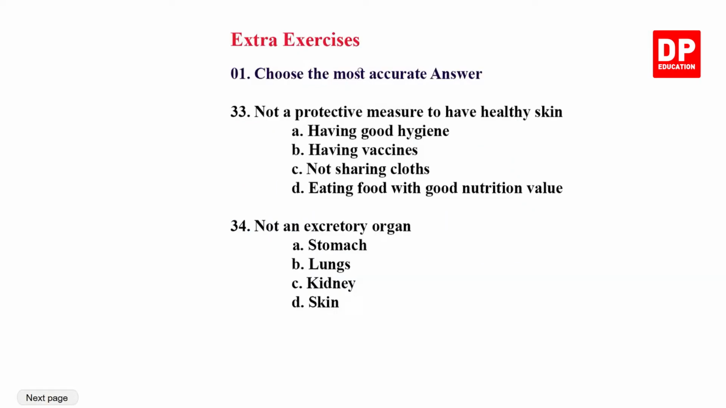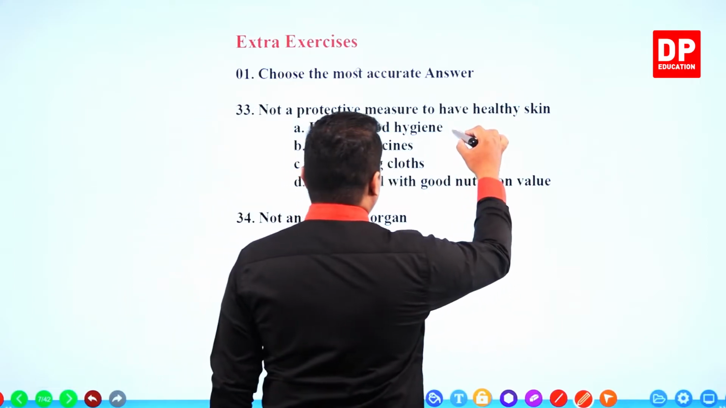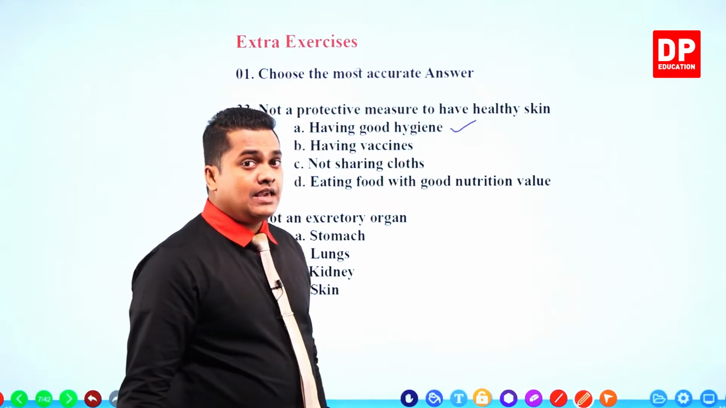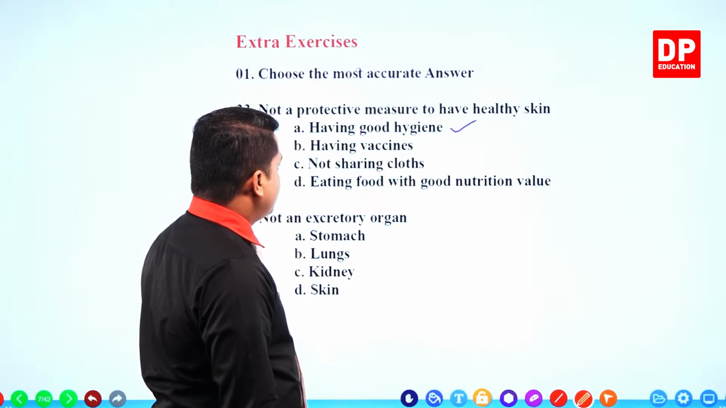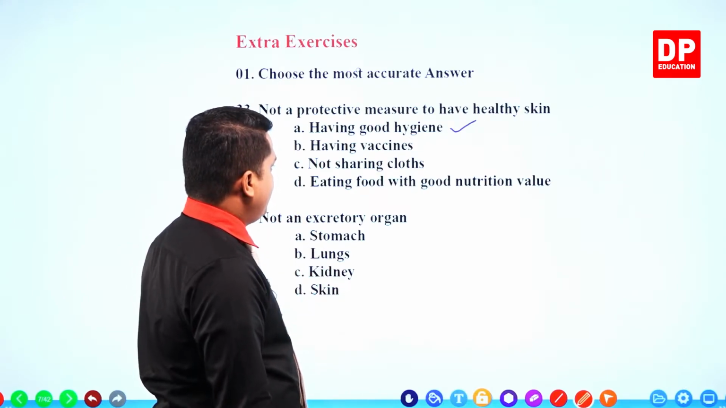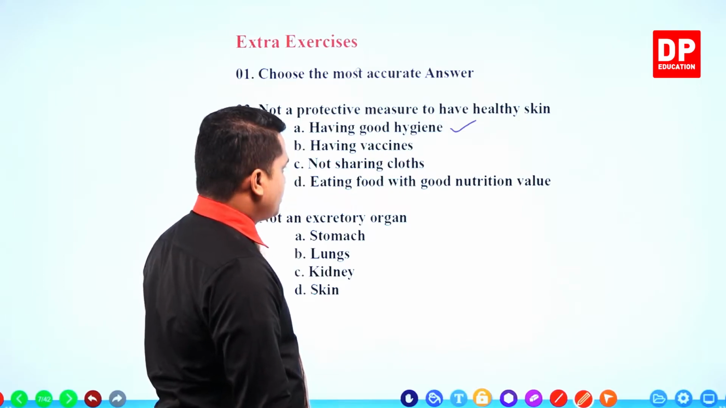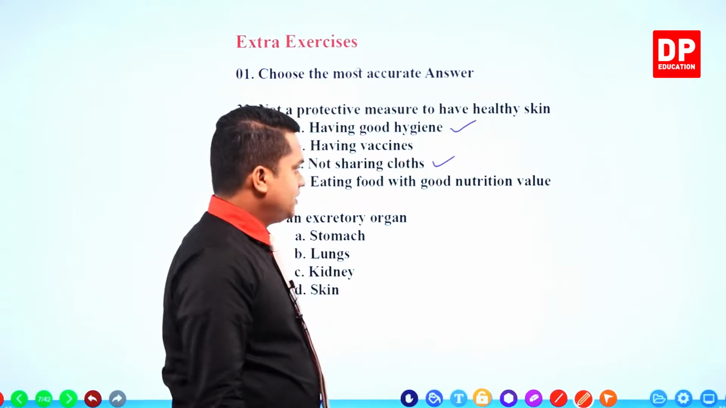Not a protective measure to have healthy skin. Having good hygiene is an example of having a good and healthy skin. So that is correct. Having vaccines. Let's keep it aside and we'll consider the other points. Not sharing clothes. That is correct.